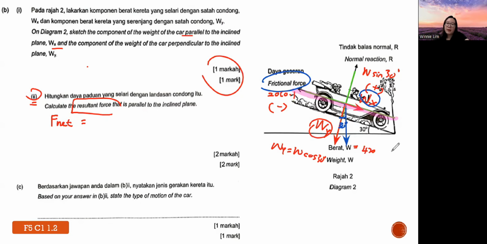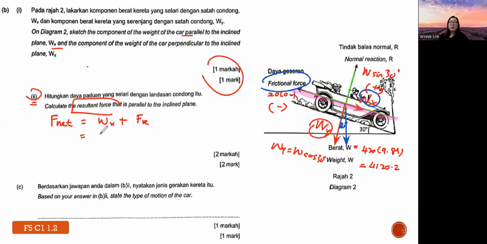Mass is 420. So I calculate the weight first. 420 times 9.81. So you get what value? So you will have 4120.2 here. So your net force in general, I write down the equation first, is actually Wx plus frictional force, the general concept. Later only I put the value of negative.